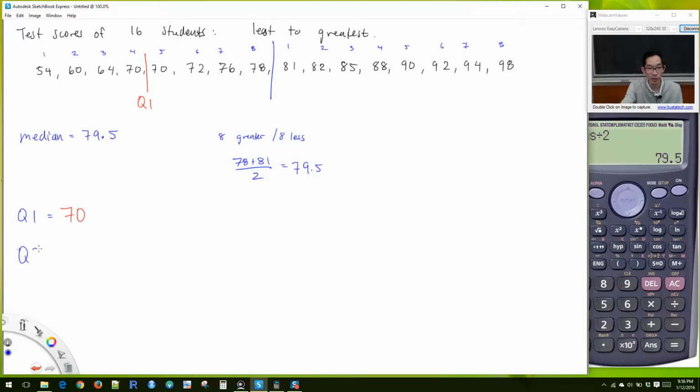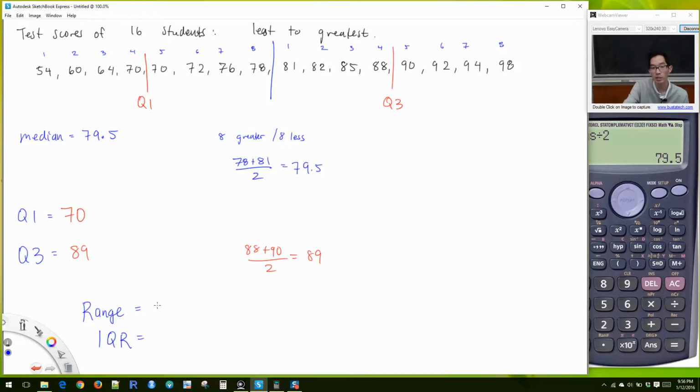Okay, what about Q3? Okay, I've got 8 numbers up over here. So the halfway spot is going to be what? Between 88 and 90. So what is that? 89, right? I could add those two together. I could do 88 plus 90 over 2, or you might just recognize that that's going to be 89. So Q3 is 89.